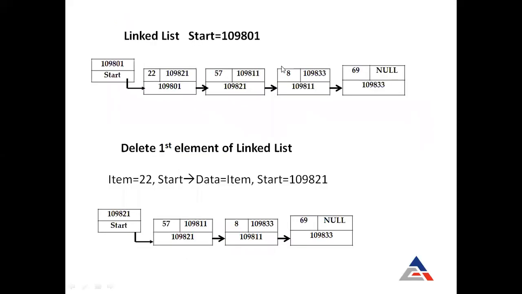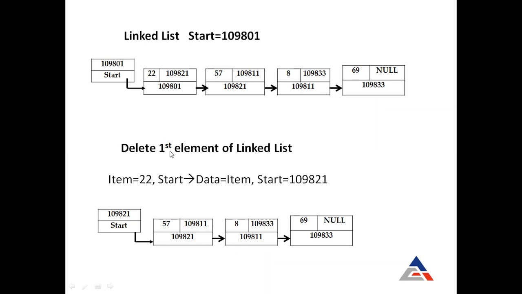So you can see over here, start is 109801, the address of the first node, value is 22, and 109821 is the address of the next node. You can see over here, this is the address of the next node. The next node has value 57 and the address of the next node. And again, that has value 8, and the address of the next node, that is this one, having value 69. And further, no nodes are there, so it gets the value null over here. So I have a linked list of 4 elements: 22, 57, 8, and 69.